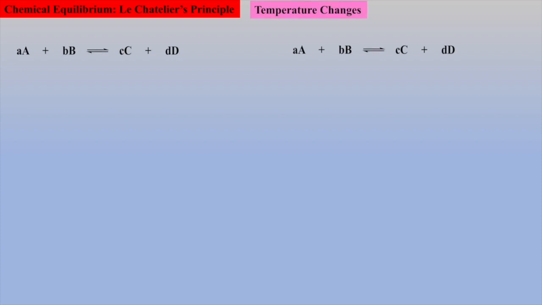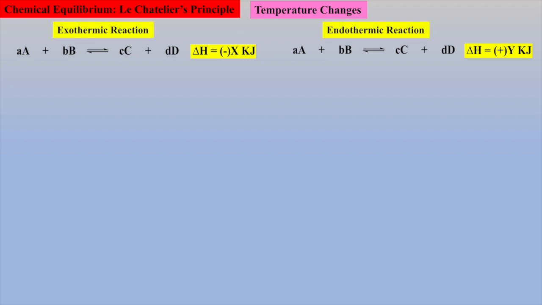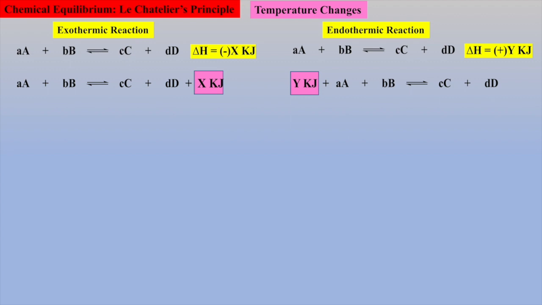To consider temperature changes, we have to include changes in enthalpy. The first equilibrium is exothermic and the second equilibrium is endothermic, as indicated by the negative and positive signs for delta H. For an exothermic reaction, energy is liberated. Thus, if we treat energy as a product, the equilibrium can be rewritten. Similarly, for an endothermic reaction, energy is required as a reactant. Thus, if we treat energy as a reactant, the equilibrium can also be rewritten.